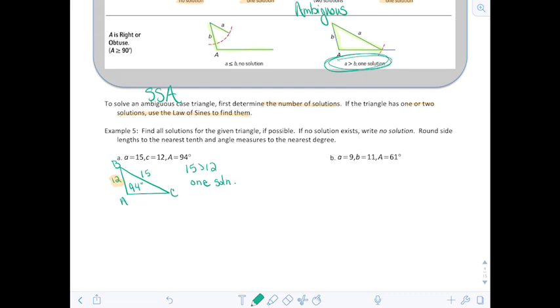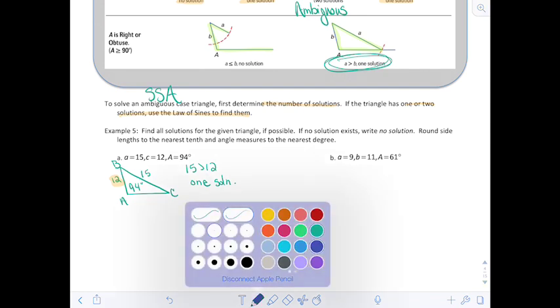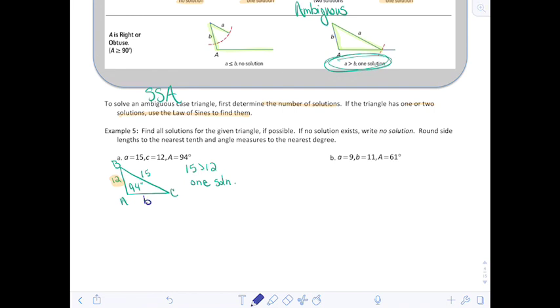So if I have one solution, we're going to use the law of sines to find the others. We need to find side B, and we need to find angle C and angle B. So I'm going to take the sine of 94 degrees over 15, and that's going to equal the sine of angle C over 12. So to find angle C, I am going to cross multiply.